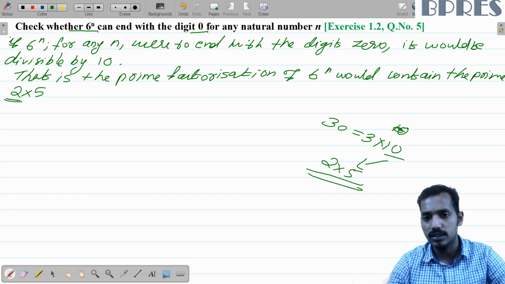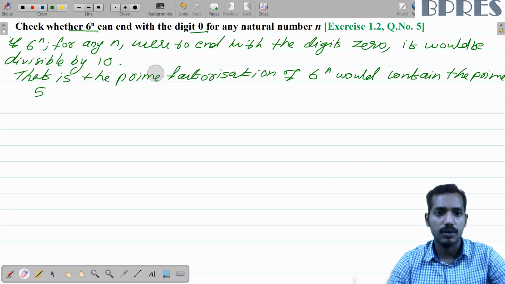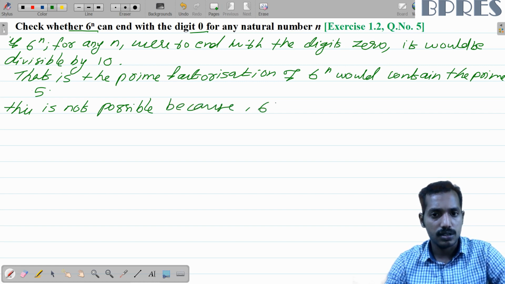So if the number is to end with the digit 0, it should be divisible by 10. That means it should have the prime factors 2 and 5. But here 2 is already present in 6, so we need to consider only 5. Clear? 2 is already present, so it must contain 5. This is not possible, because 6 raised to n is equal to 2 into 3, all raised to n, because 6 can only be factorized as 2 and 3.